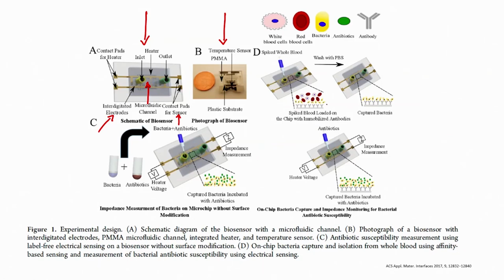Now you have the antibodies loaded on the chip. What you will do is load the whole blood onto the channel, like you can see here in the schematic. After that you incubate for 30 minutes and then wash with PBS. When you wash with PBS, the bacteria that are present in the blood will get captured on the antibodies.